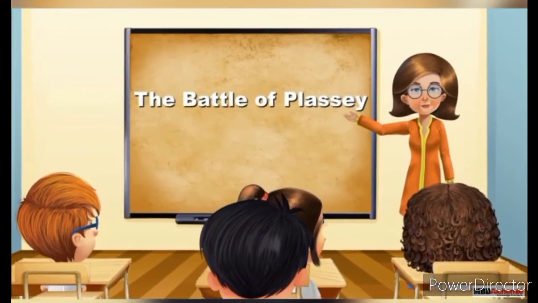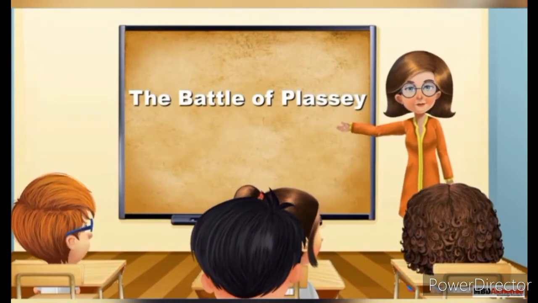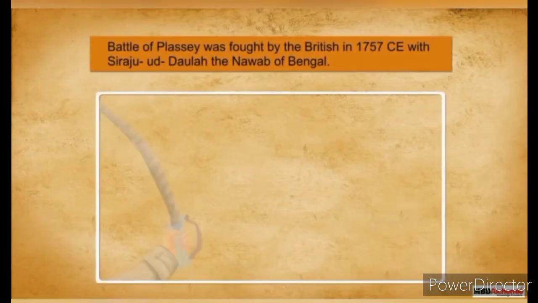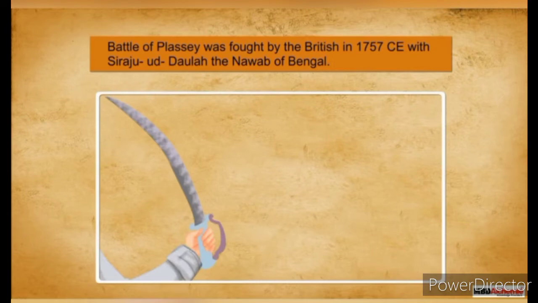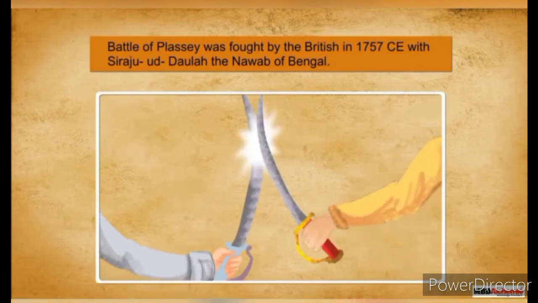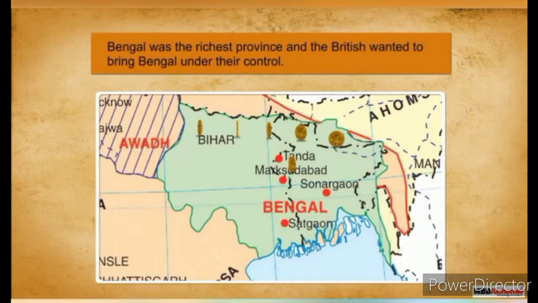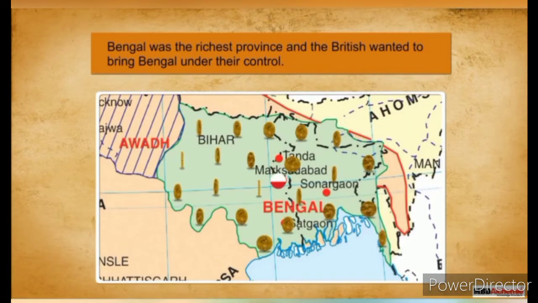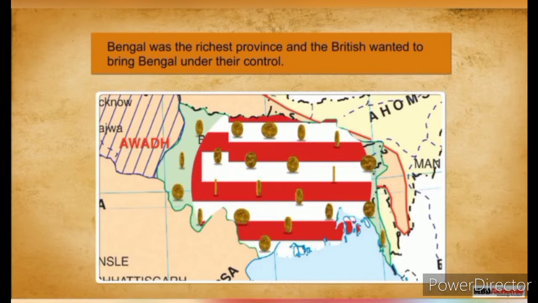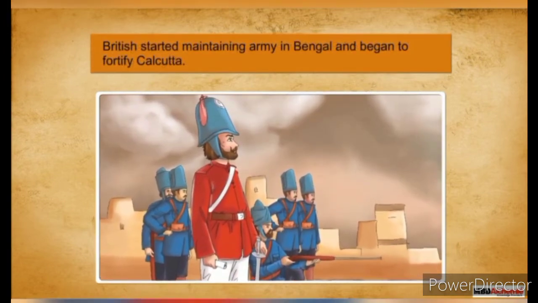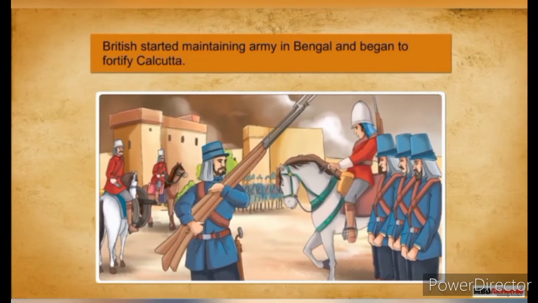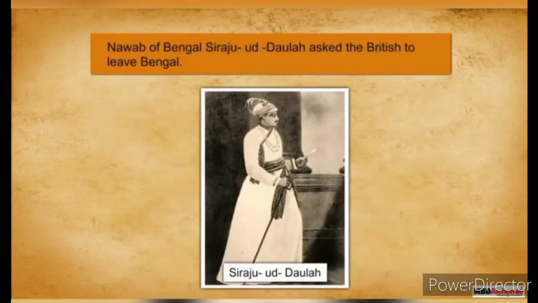Let's begin with the Battle of Plassey. The Battle of Plassey was fought by the British in 1757 CE with Siraj-ud-Dowlah, the Nawab of Bengal. As Bengal was the richest province, the British wanted to bring Bengal under its control. To meet the purpose, the British started maintaining an army in Bengal and began to fortify Calcutta. When the Nawab of Bengal, Siraj-ud-Dowlah, was informed about it, he asked the British to leave Bengal without any delay.